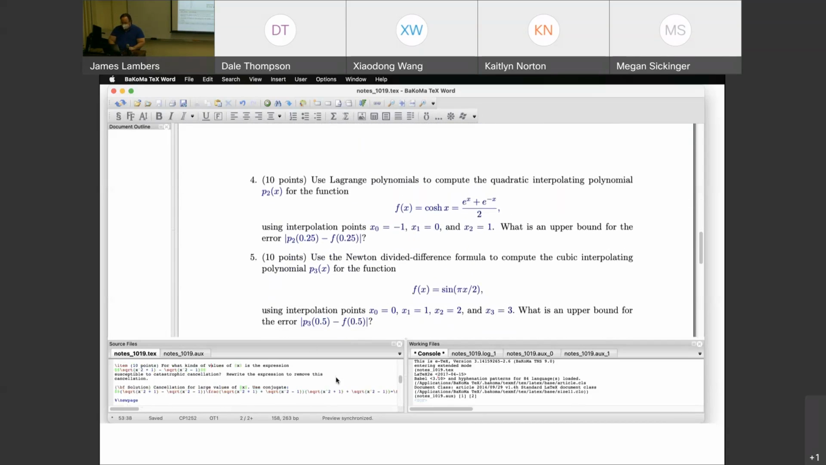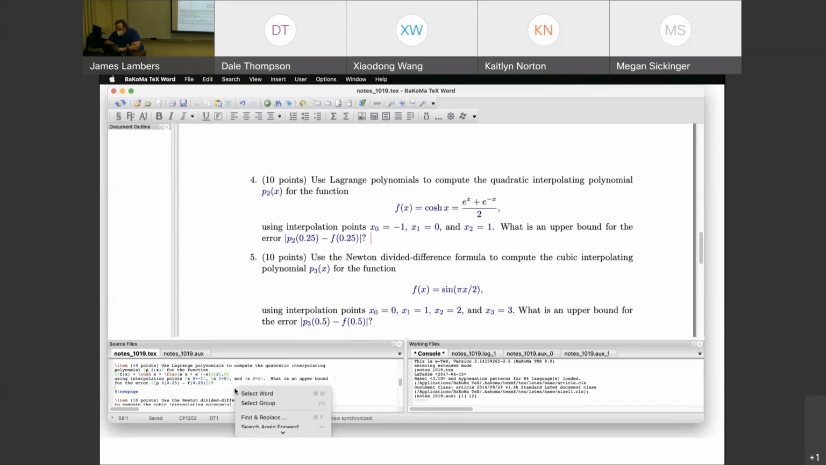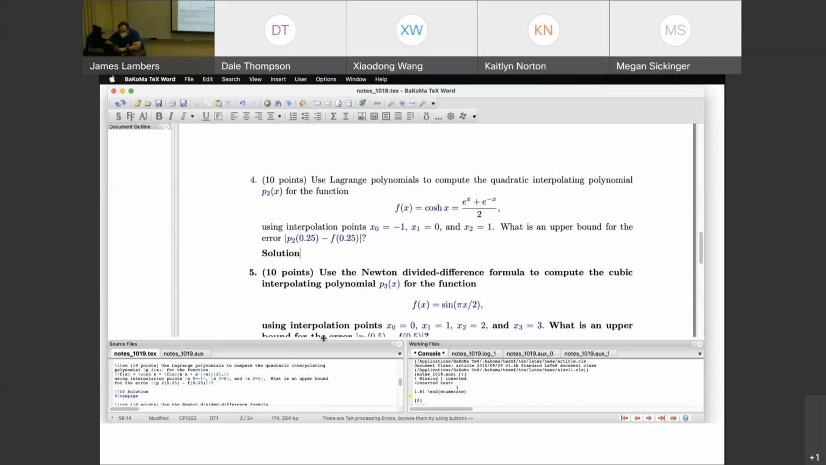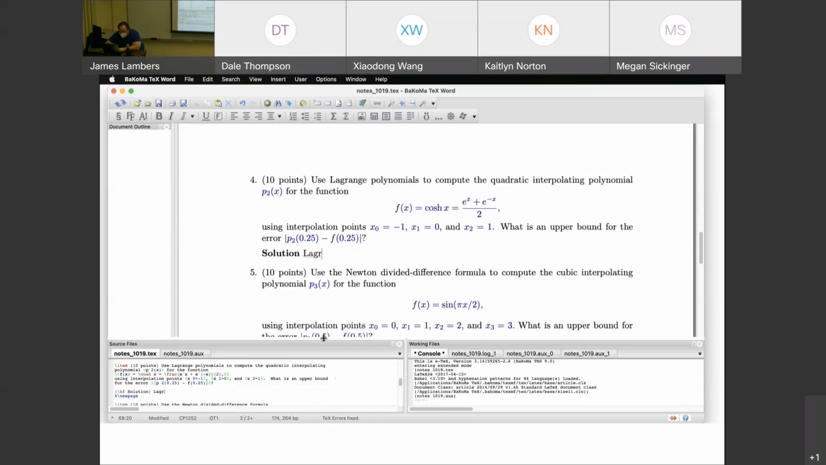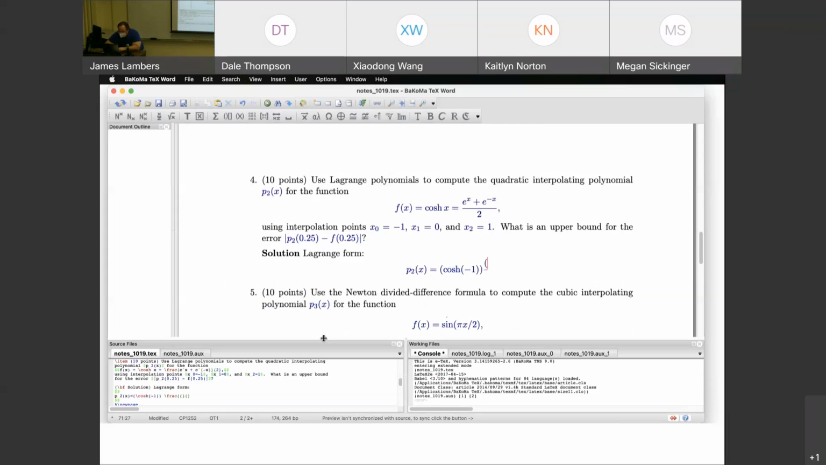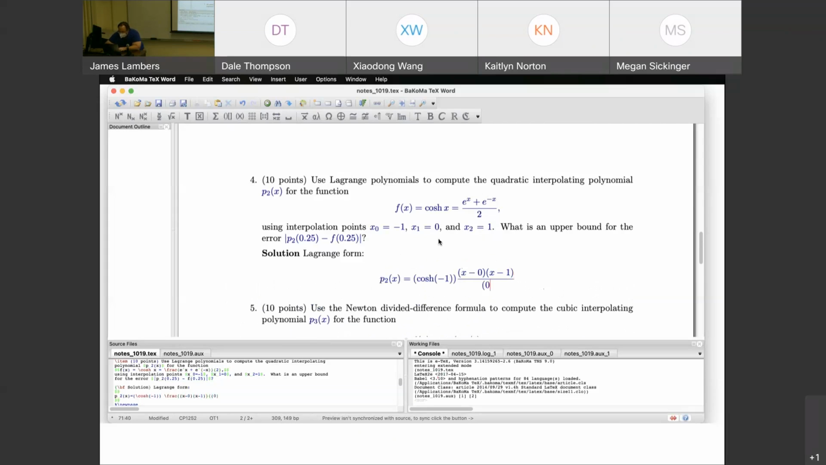All right, here we have Lagrange interpolation and also dealing with the error. Here we have 3 interpolation points, so the interpolant will be quadratic. Okay, so what we get for the Lagrange form, let's write it in the unsimplified form. So we'd have cosh of -1, the first coefficient, and then the first Lagrange polynomial would be x minus the other interpolation points. So that's the first term.